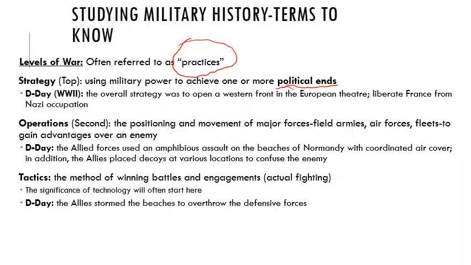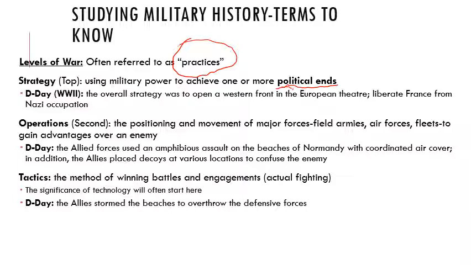So D-Day, for example, the overall strategy of D-Day was to open a Western front in the European theater and eventually liberate France from Nazi occupation. So that's the general strategy within the broader scope of World War II in the European theater: to open up a second front, or a true Western front, in Europe.